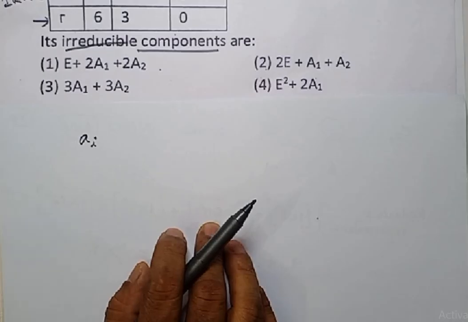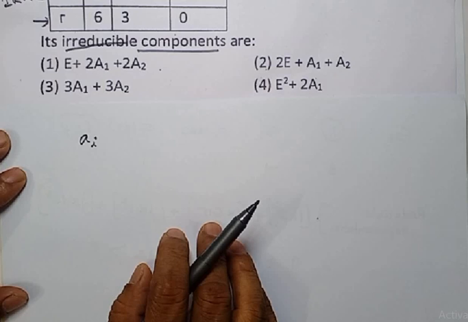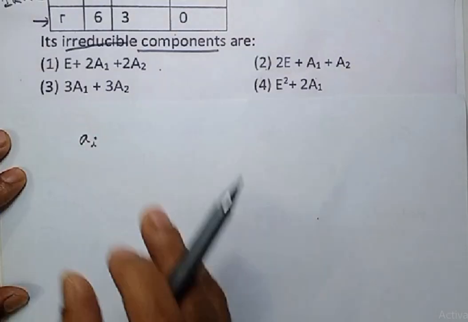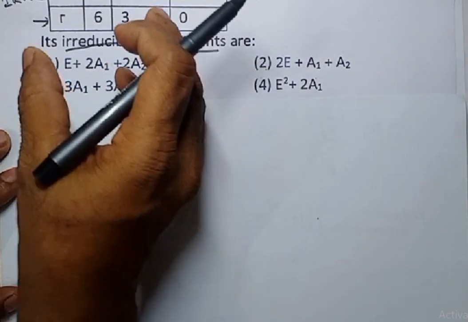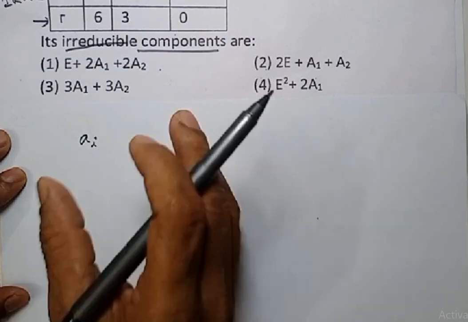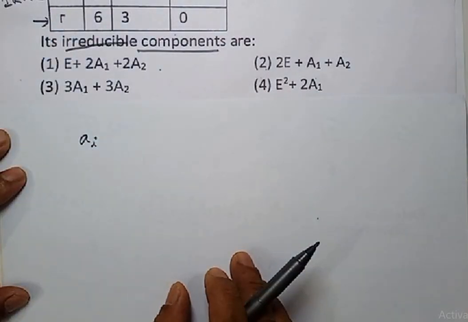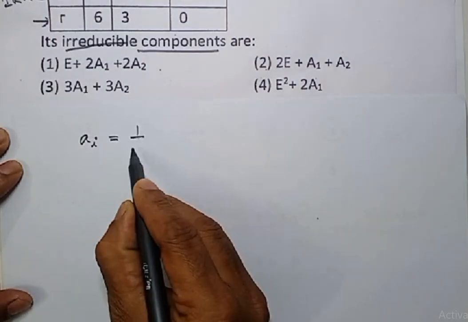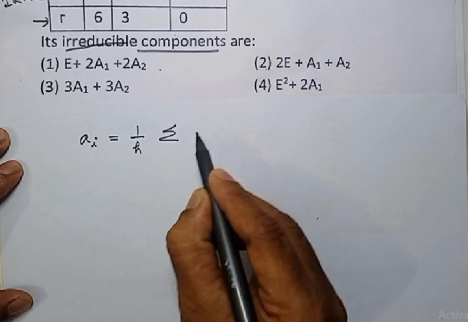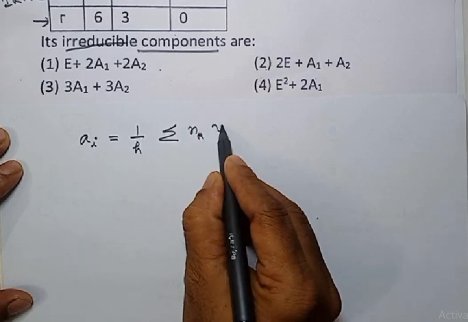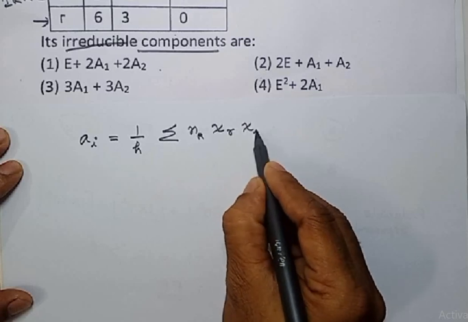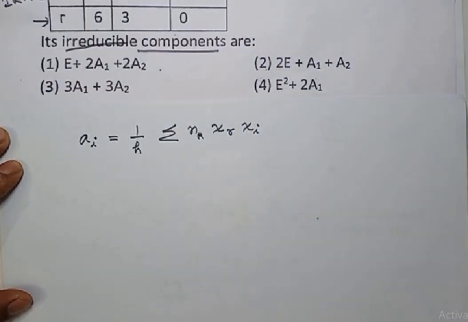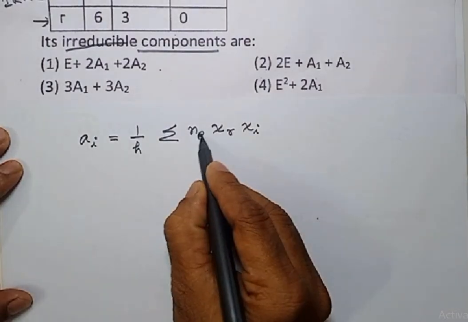So I'll give the formula for the reduction, or the decomposition, into irreducible components. How to decompose the reducible representation? Listen, this is the formula: a_i is equal to 1 by h, sigma n_R into chi_R into chi_i. We use a simple formula like this. Listen, what is meant by this?